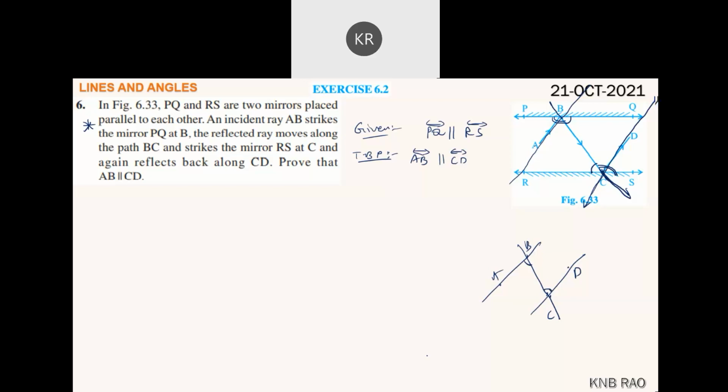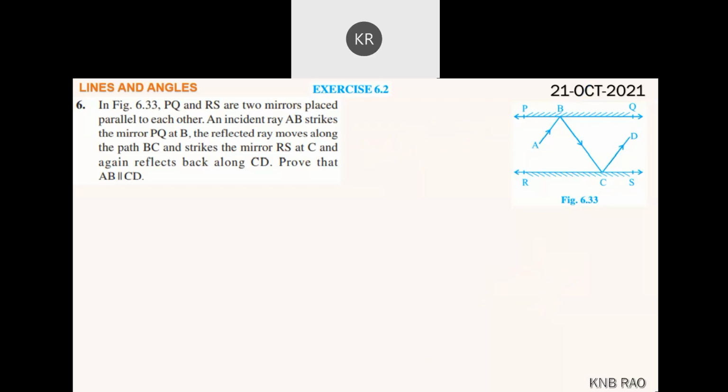Sir, angle of incidence and angle of reflection are the same, sir. No, not this same, and this. They are not same. Angle of incidence is AB, angle of reflection is BC in one way. In another direction, angle of incidence is BC and angle of reflection is CD. Sir, if AB is equal to BC and BC is equal to CD, then AB is equal to CD, like that it will come here, sir.